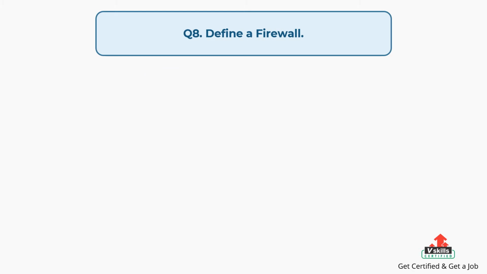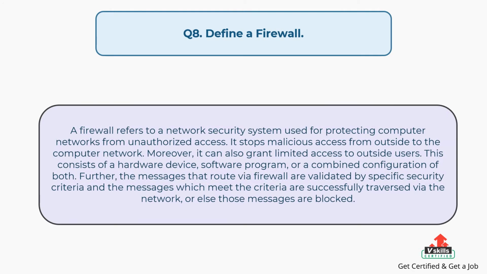Define a firewall. The answer is, a firewall refers to a network security system used for protecting computer networks from unauthorized access. It stops malicious access from outside to the computer network. Moreover, it can also grant limited access to outside users. This consists of a hardware device, software program, or a combined configuration of both.